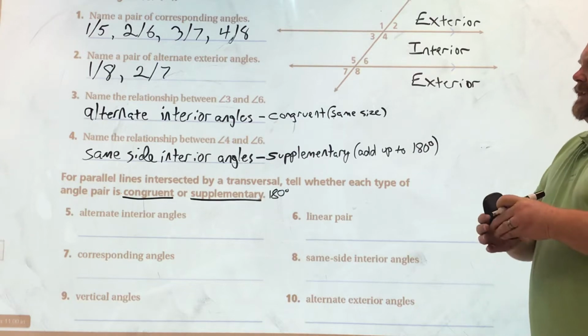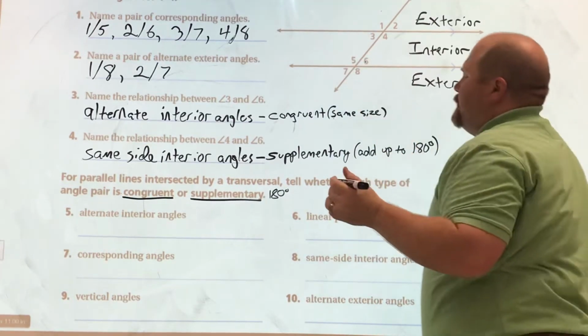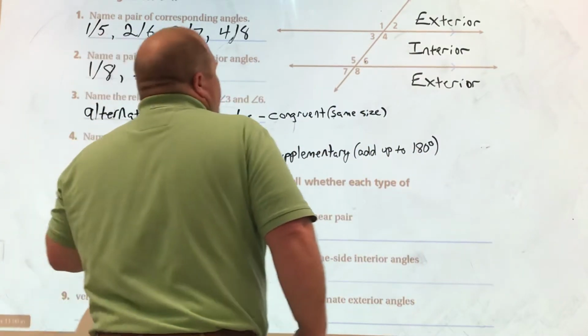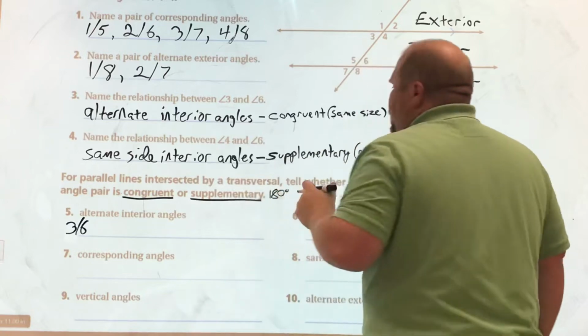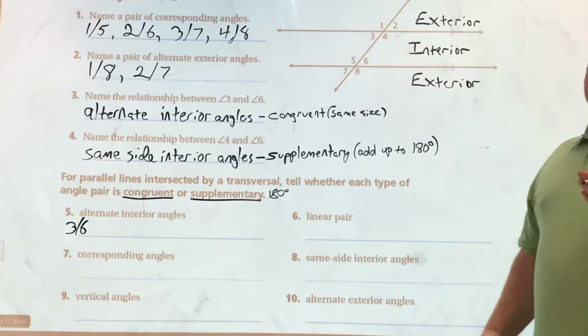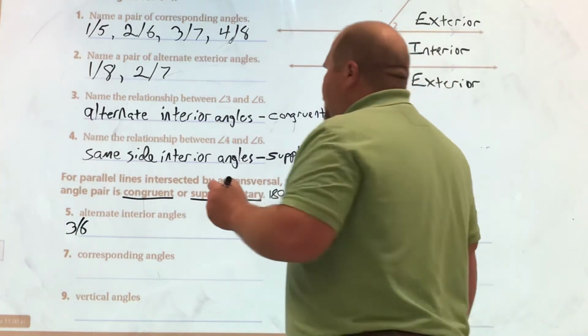So alternate interior angles. That would be an example like 3 and 6. Those would be alternate interior. So 3 and 6 could be our example. And it's asking you, are they the same? Are 3 and 6 congruent to each other? Do they match? And the answer is yes, they are congruent. They are the same size.